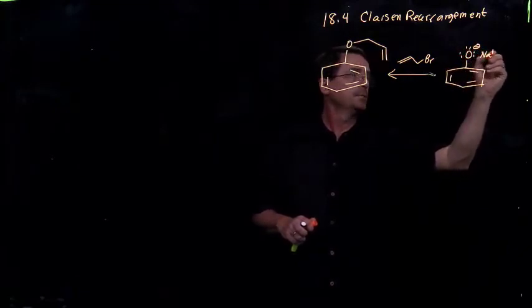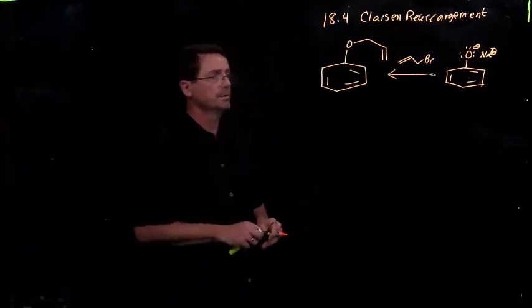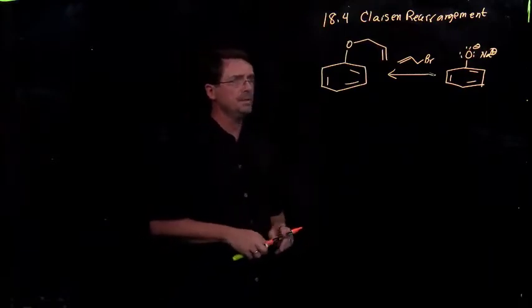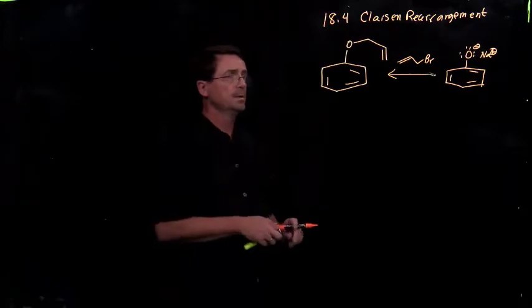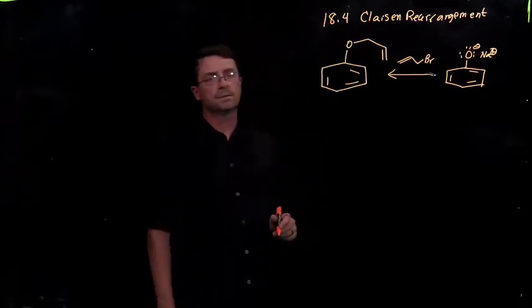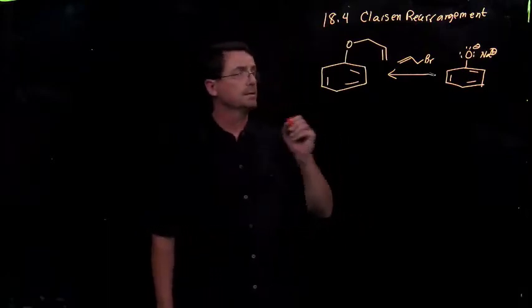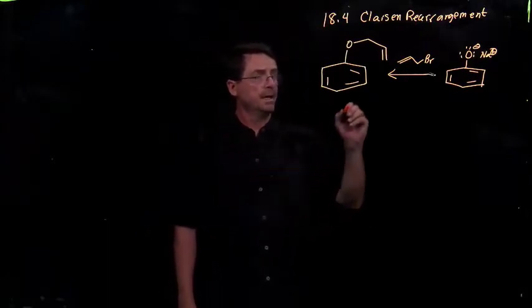and sodium phenoxide. Of course, we get sodium phenoxide by just treating phenol with sodium hydroxide. Simple SN2 displacement produces this. Now, this compound undergoes a stereospecific reaction that's closely related to the Diels-Alder reaction.